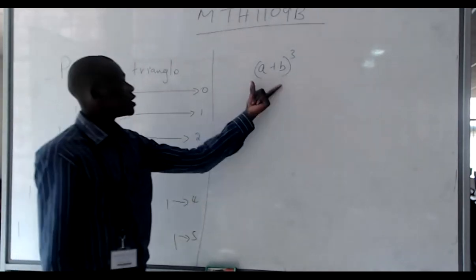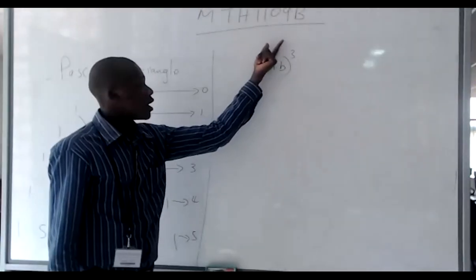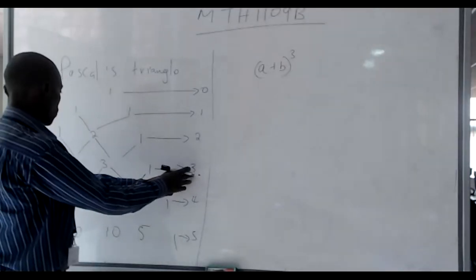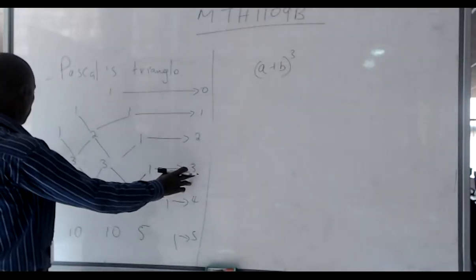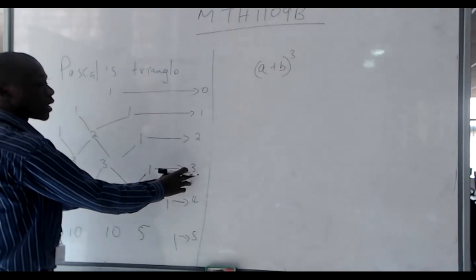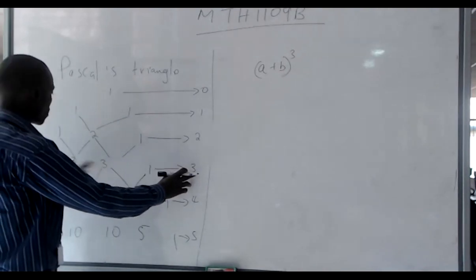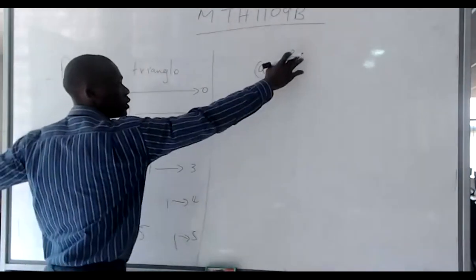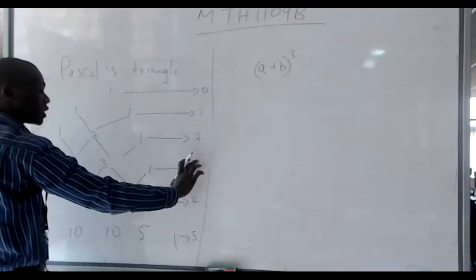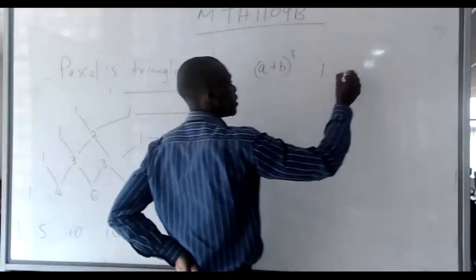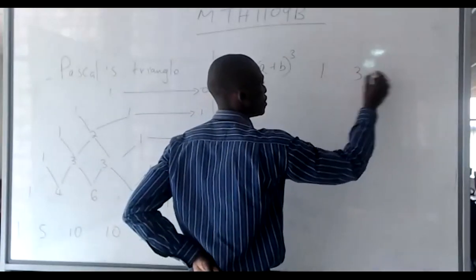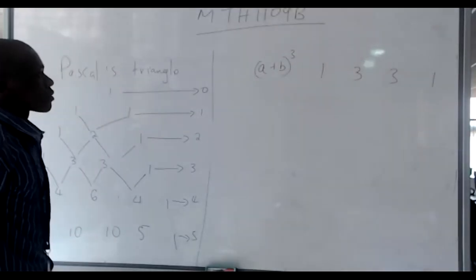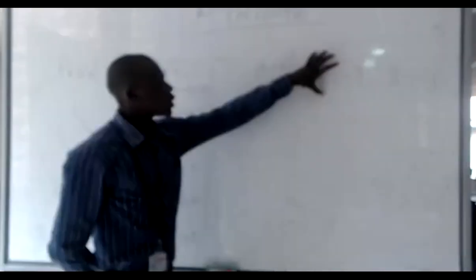So now I have (a plus b) cubed. I need to use the terms in the fourth row, so my coefficients will be 1, 3, 3, and 1. The first thing you do is obtain the binomial coefficients. I'm doing (a plus b) cubed, so I go to the row for 3, and I have my binomial coefficients 1, 3, 3, and 1.